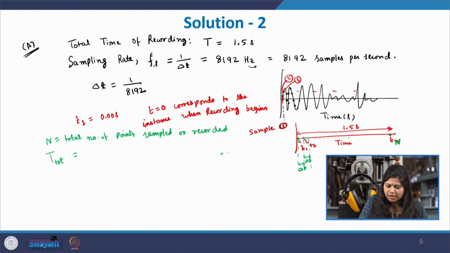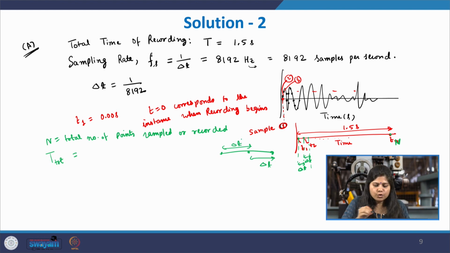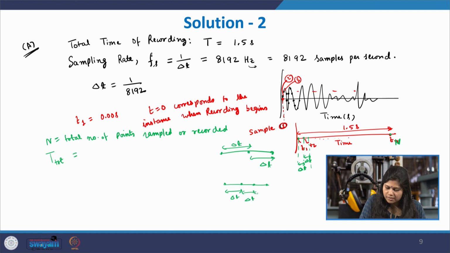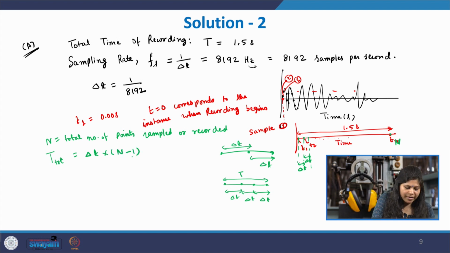For example, if we are making a recording with only 3 sample points, this is delta t, this is another delta t. So, the total time is composed of 2 such delta t's. If there are 4 sample points, then we have 3 delta t's within that time scale, where this entire thing is total t, and so on. So, t total is divided into n minus 1 divisions. So, t total is simply delta t times n minus 1. And now we have to find this n value.